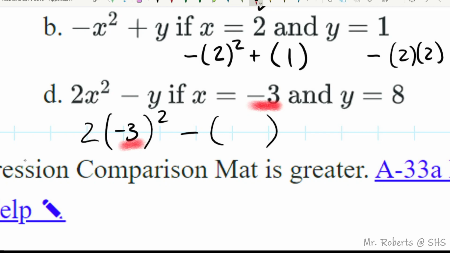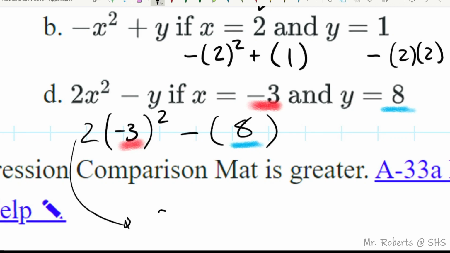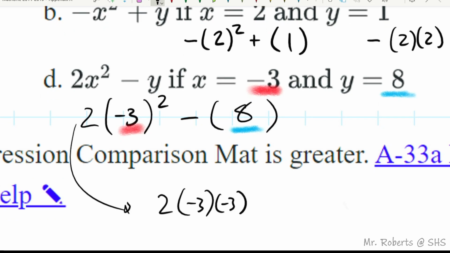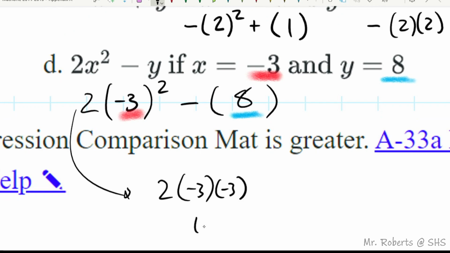And then in place of y, I've got this minus, and then I have a spot for the y. In place of y, I'm going to be placing the number positive 8. So when I square negative 3, right, I'll write it below here. That's going to be 2 times negative 3 times negative 3, which is 2 times 9, which is the number 18. And 18 minus 8 is going to give me the number 10.